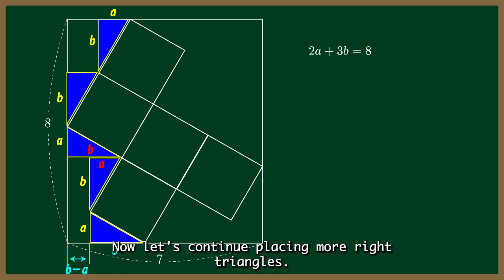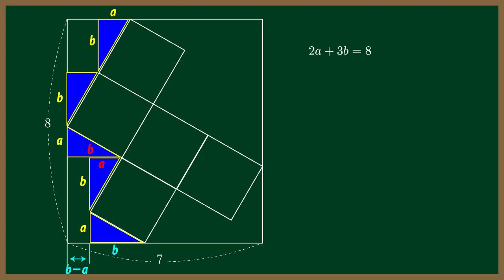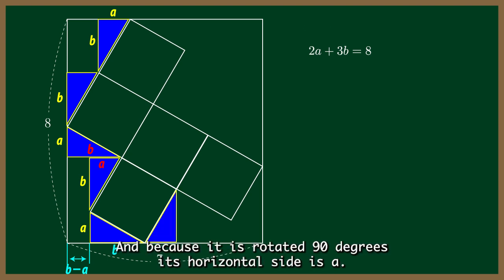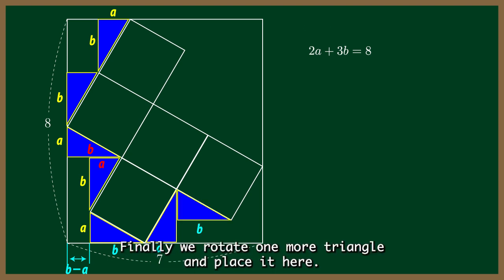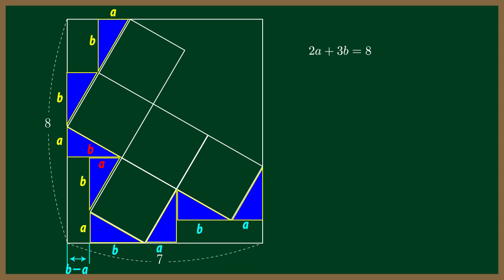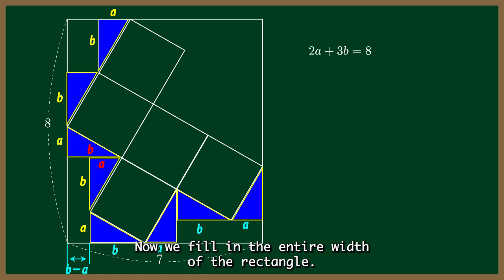Now, let's continue placing more right triangles. We can fit one here, and because it is rotated 90 degrees, its horizontal side is A. Then we rotate another one and place it here. So the horizontal side becomes B. Finally, we rotate one more triangle and place it here. And this time the horizontal side is A. Now we've filled an entire width of the rectangle.